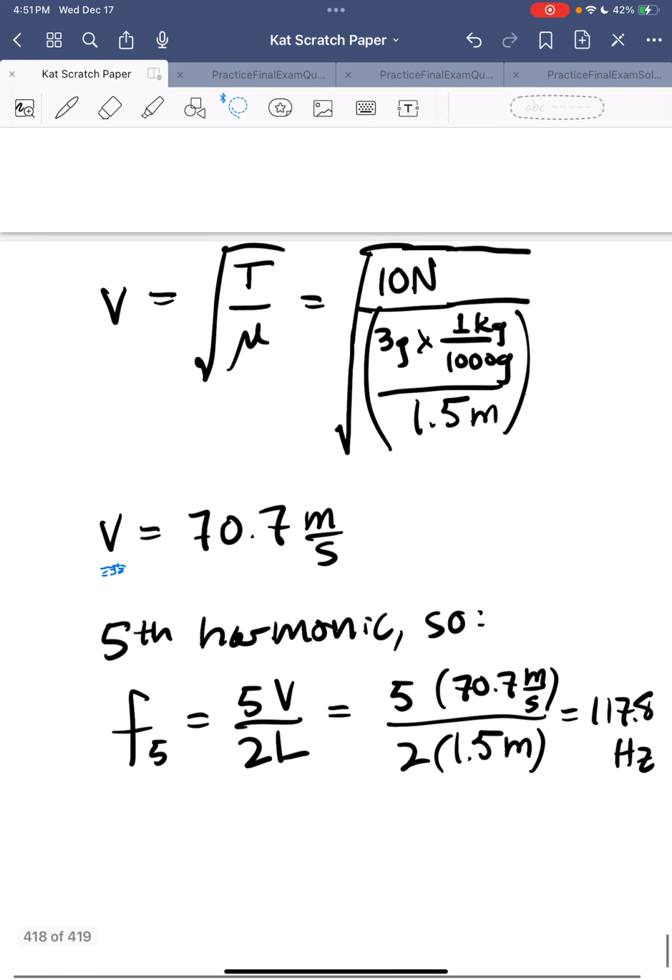That's the velocity you want to plug in to this equation. This is the fifth harmonic, so it's F5. I put a 5 there, put in the velocity of the wave on the string, and then 2 times the length of the string. I plug that in, and basically I get a frequency. Meters cancel with meters, I get 1 over seconds, which is hertz. So 117.8 hertz. That's the frequency of this particular string.